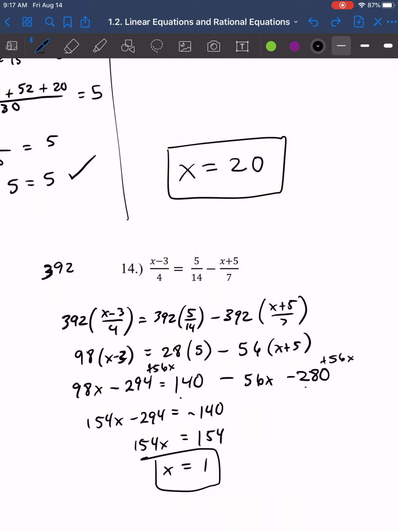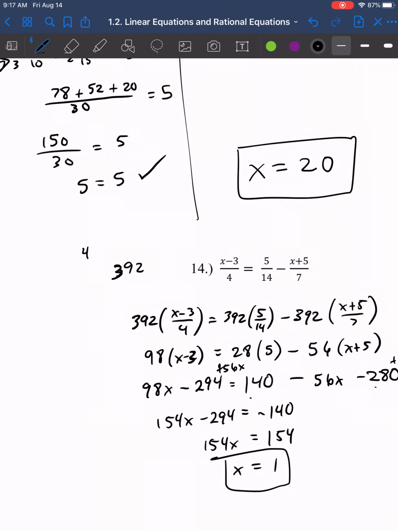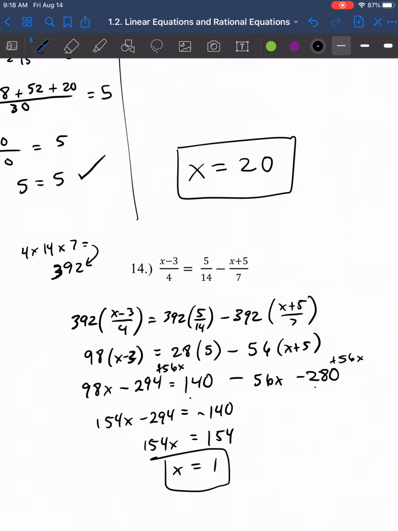But what I wanted to do here is show that even if you didn't recognize that they all went into 28, which you could have done, if you'd noticed it, you could have multiplied everything by 28 and done it. But what if you didn't notice it? You can ultimately just multiply these all together. 4 times 14 times 7, and that'll equal that 392. And you can actually just go ahead and use that and go through and do it. 392 isn't as easy to work with as 28 would have been, but ultimately you can still get it done by doing that. So take a look and follow through that one, and then also try it using 28 and see if you still get x equals 1.